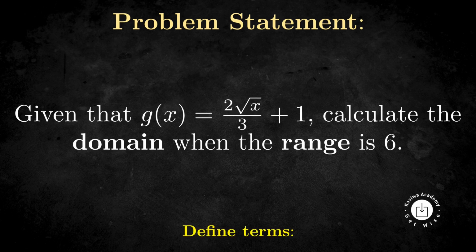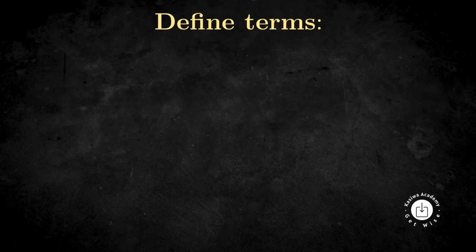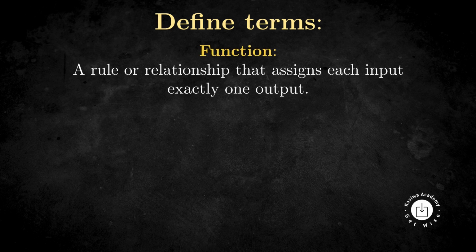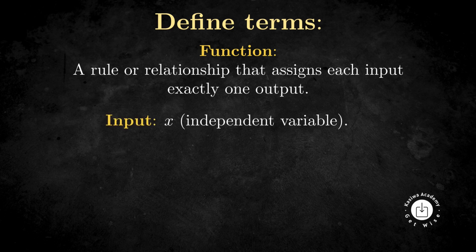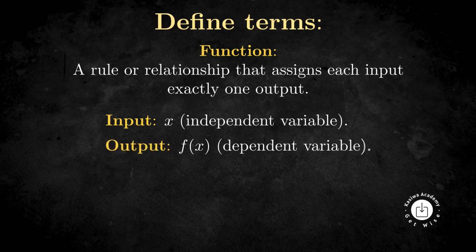Before we start solving our problem, let us recall some important definitions. A function is a rule or relationship that assigns each input exactly one output. The input, usually written as x, is called the independent variable. The output, written as f of x, or as in our case g of x, is the dependent variable. The domain represents all possible input values of the independent variable x.